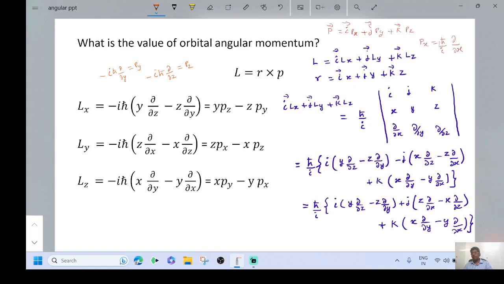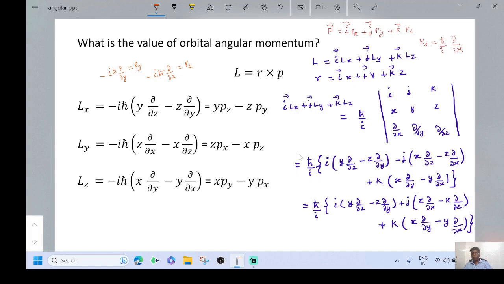X component of momentum is h cross by i into dou by dou x. Y component is h cross by i into dou by dou y. Z component is h cross by i into dou by dou z. Just we have taken out this h cross by i outside. Then we have added the r cross p value, i j k, x y z, then dou by dou x, dou by dou y, dou by dou z. Px, Py, Pz, these are all the values. Then instead of L, we have written this. Multiply and equate the coefficients of i, j, k. We can get the values of Lx, Ly and Lz.